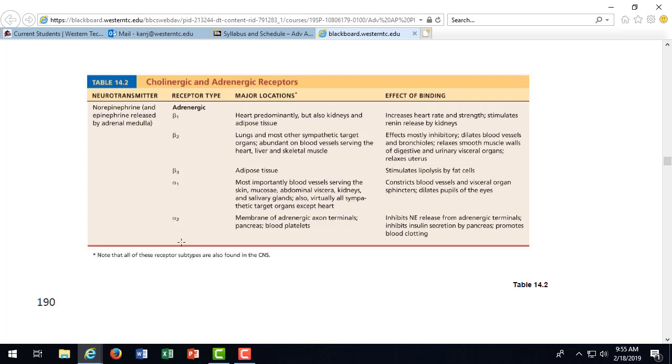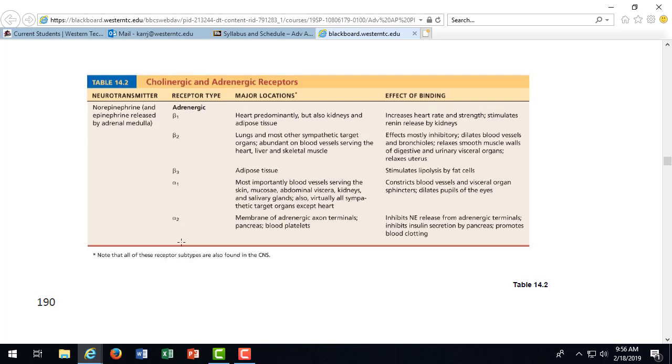So beta 1 and beta 2. Beta 1 we find on the heart, and that binds norepinephrine, and what will it do to the heart? If we want to stress out the heart, what do we do? Increases the heart rate. What does it do to the force of contraction on the muscle cell, do you think? Stronger. We want the heart to beat faster and stronger. So when beta 1 receptors on the heart bind norepinephrine, they are contracting stronger, and the heart rate, the SA node, is firing more rapidly.